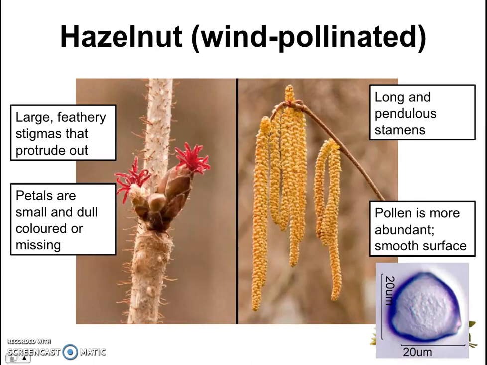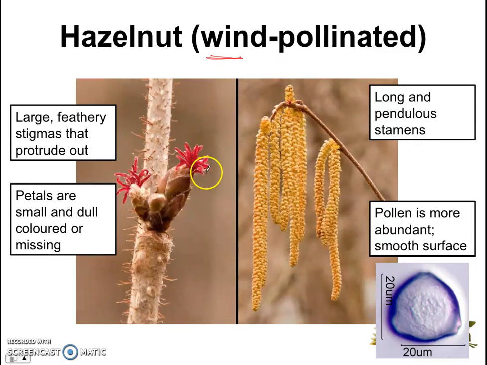Alright, so one of the flowers that some of you might have researched was the hazelnut flower. Hazelnut is very famous because of the hazelnut chocolate spread, Nutella, whatever you want to pronounce it as. Anyway, the hazelnut plant has flowers which are wind-pollinated. And some of the common features of wind-pollinated flowers can be seen here.